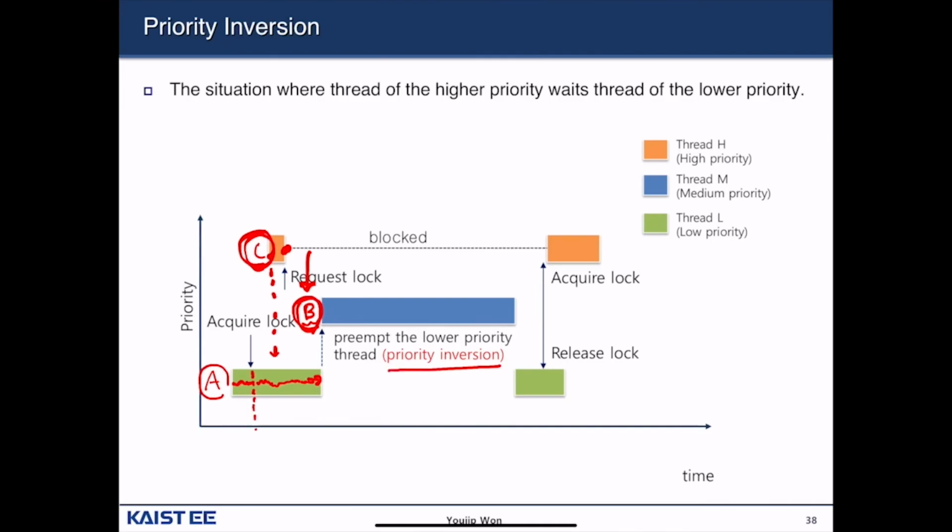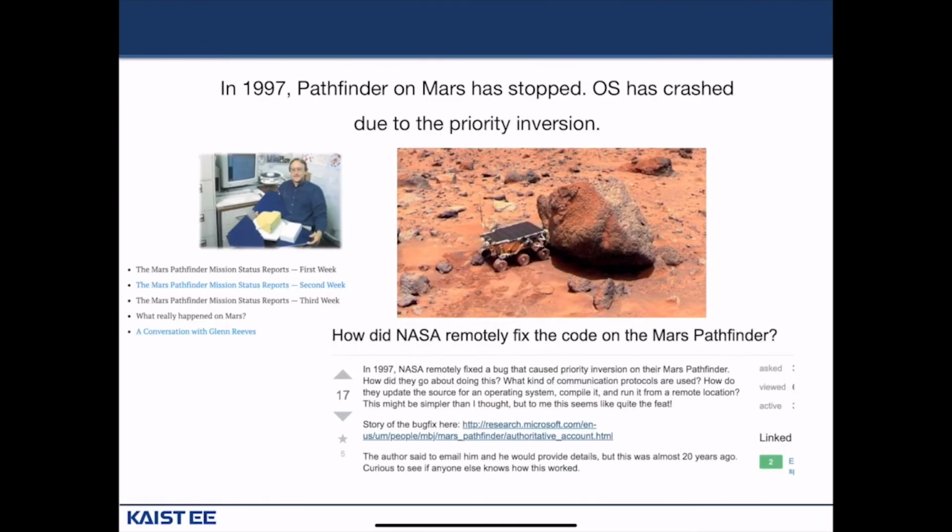So, in our priority scheduling, we have to fix this problem. In 1997, Pathfinder on Mars stopped because its operating system crashed due to priority inversion. The engineers at NASA downloaded the source code of Pathfinder, and they identified that the crash occurred due to the priority inversion. And then they found the cause, fixed the system, uploaded the code to the Pathfinder and made it work. This is an interesting story and shows the importance of priority inversion.